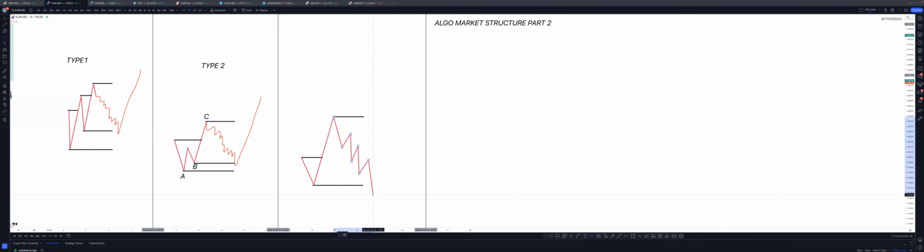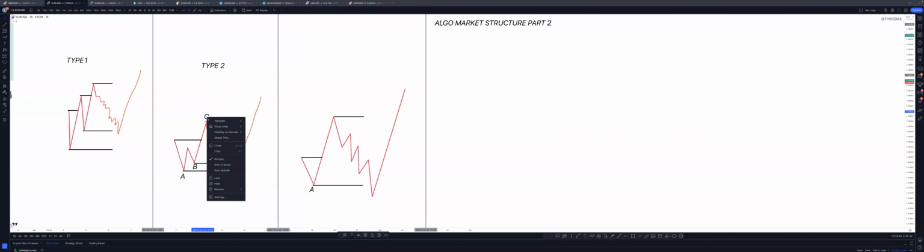It happens all the time. Take out the A, then this will happen. Please take note of this. Whenever there is no B in the market, where you have only A to C, whenever you have only A to C, always expect price to just take out this A all the time.